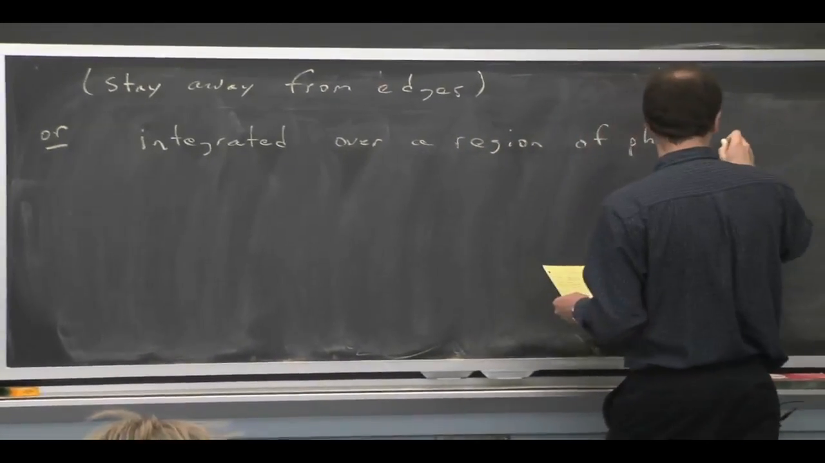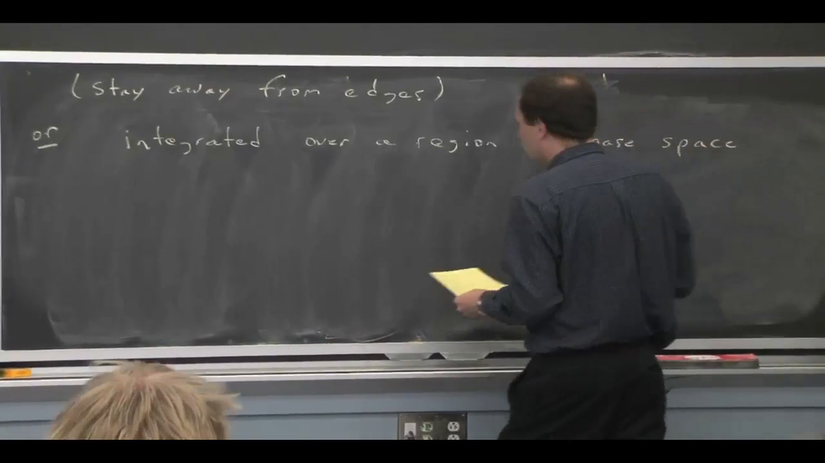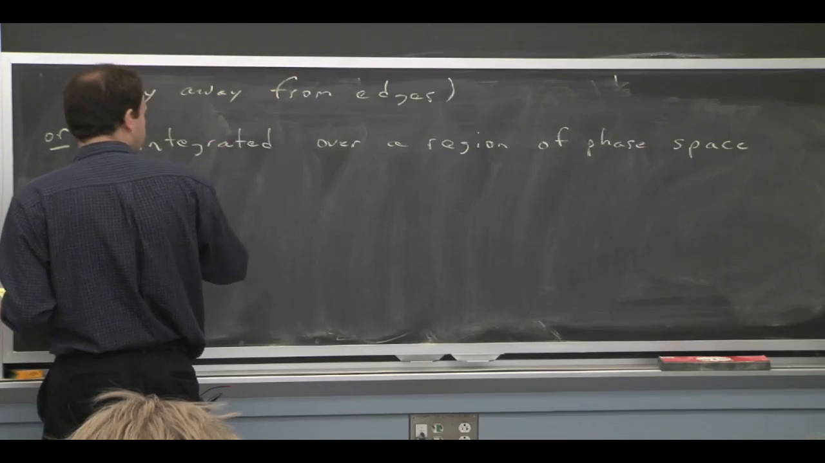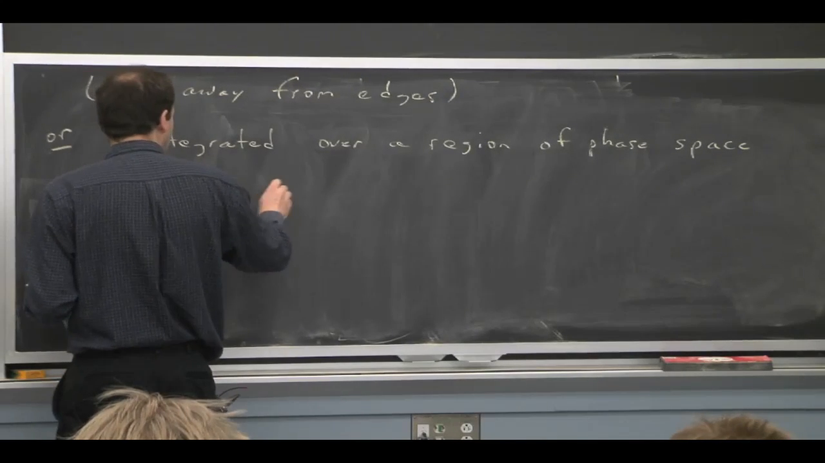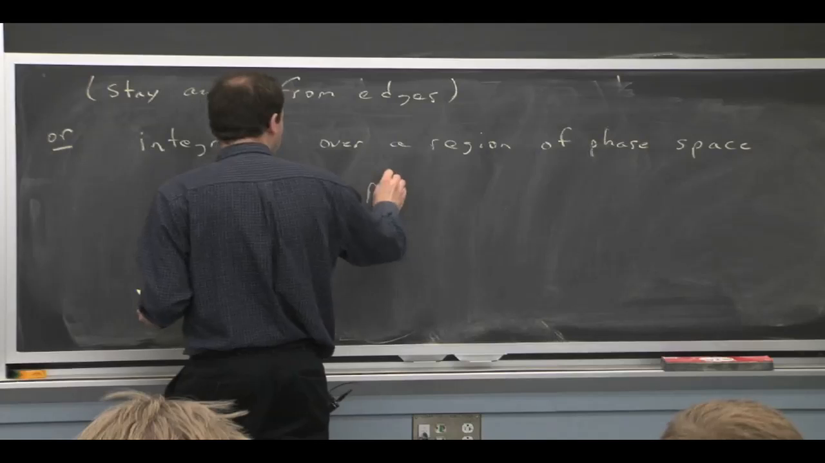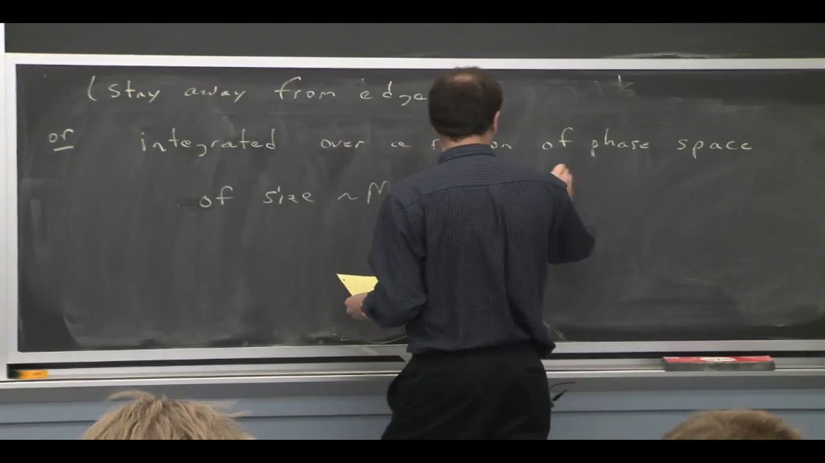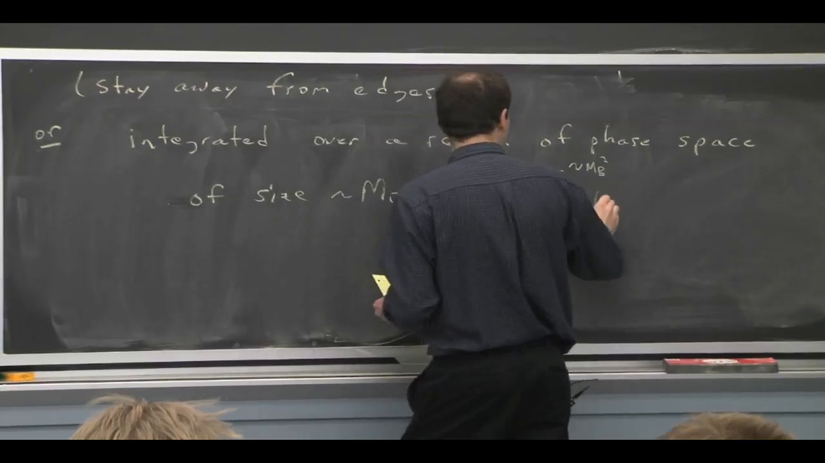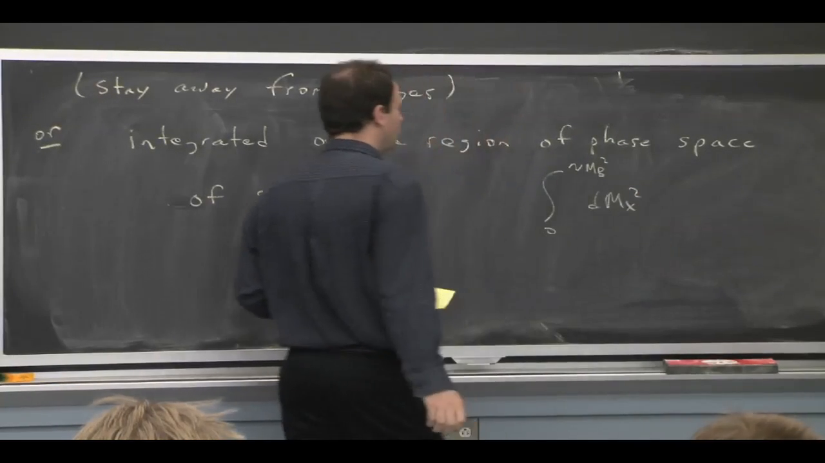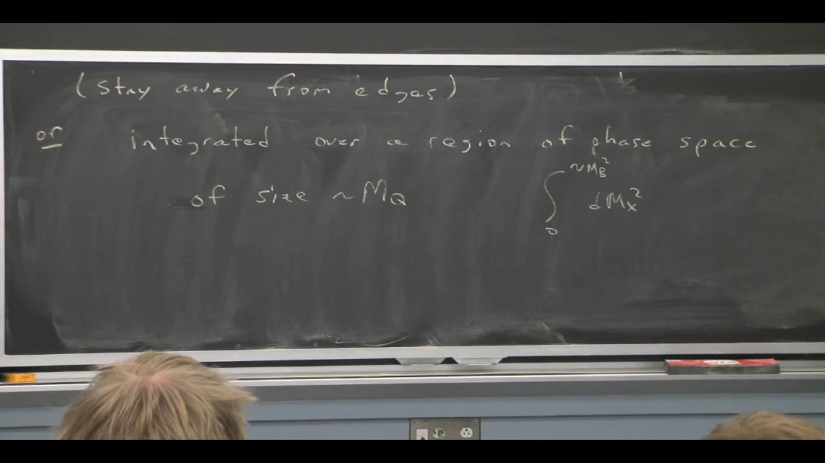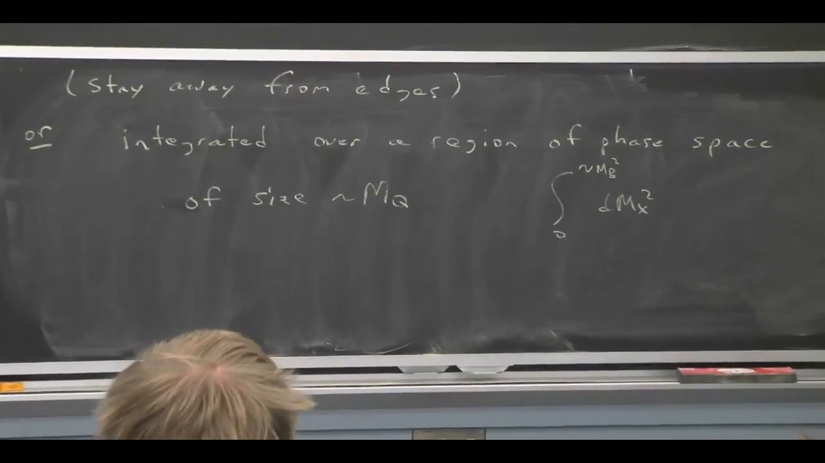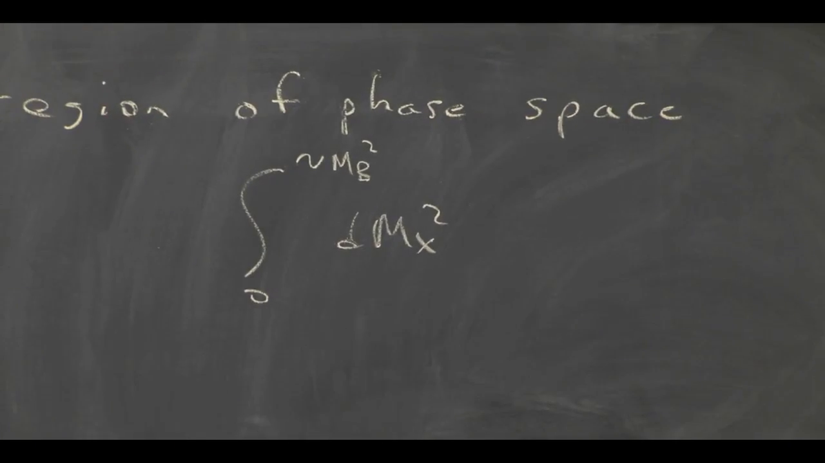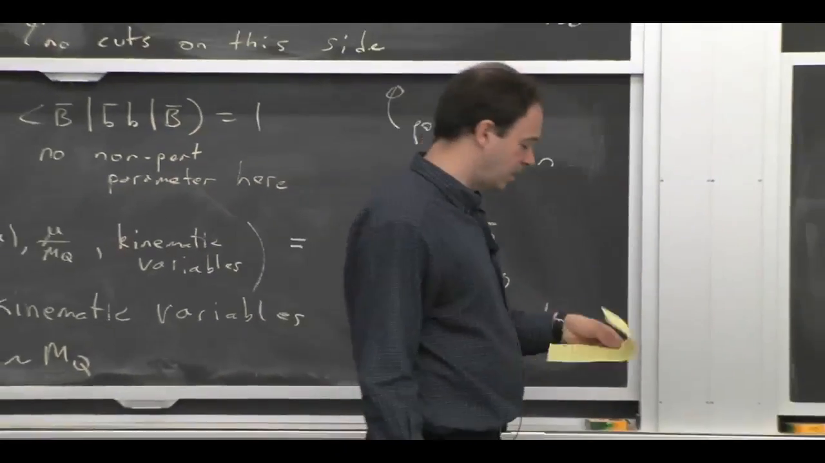That includes all the way up to the edges. And as long as the size of your integration region is order MQ, then you're also fine. So think of something with like MB squared up here, DMX squared, for example. And it doesn't have to be exactly MB squared. It could be MB squared over 2, MB squared over 4, something that you're counting as order MB squared. And again, you would be fine with doing this type of operator product expansion.